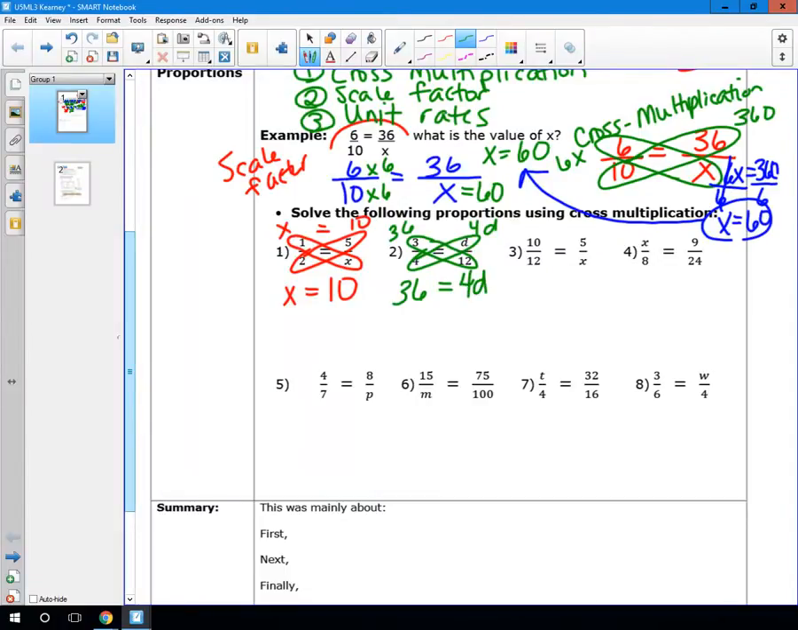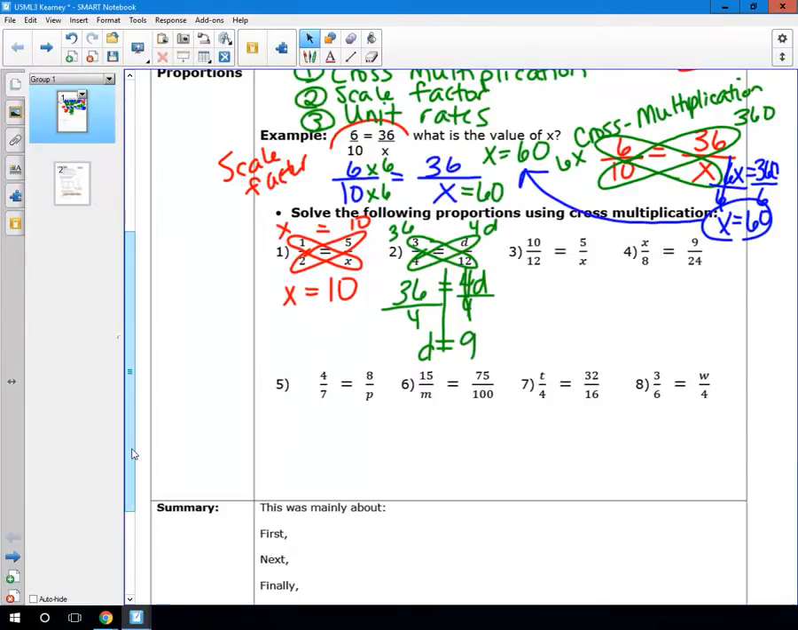We've just got to figure out what that value of d would be. So we've got to say 4 times what number would give me 36? I can do inverse operations and work backwards. So I can divide by 4, divide by 4. So that means that d equals 36 divided by 4, which is 9.